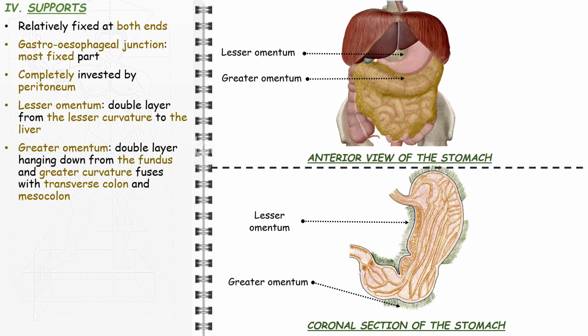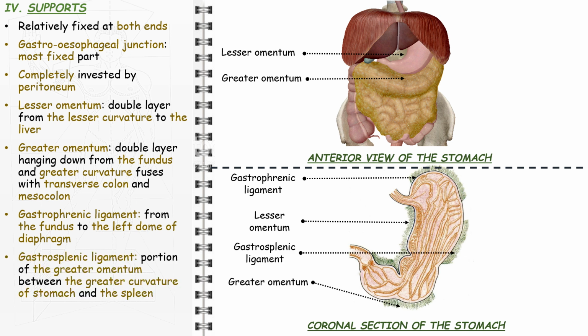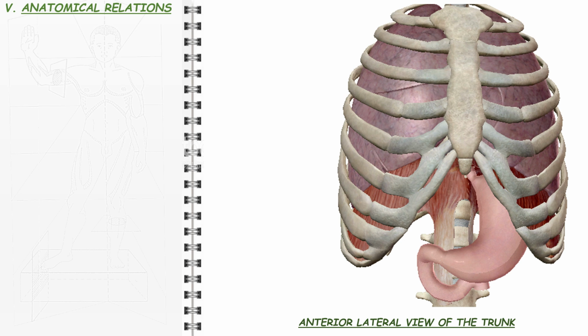The gastrophrenic ligament fixes the fundus to the left dome of the diaphragm. The gastrosplenic ligament represents the portion of the greater omentum between the greater curvature of the stomach and the spleen. Ultimately, the stomach remains a mobile organ. The stomach is a thoraco-abdominal and intraperitoneal organ flattened anteroposteriorly with two wide surfaces, anterior and posterior, two ends and two borders.